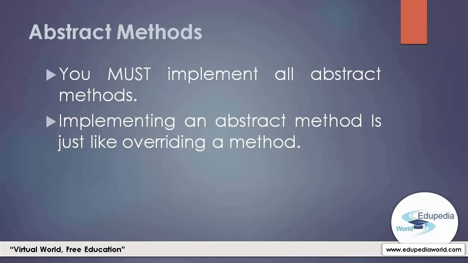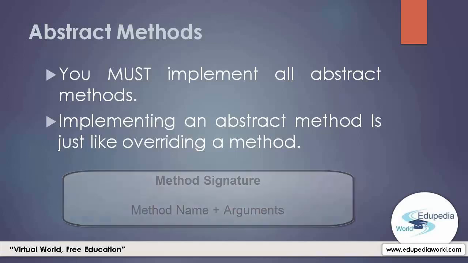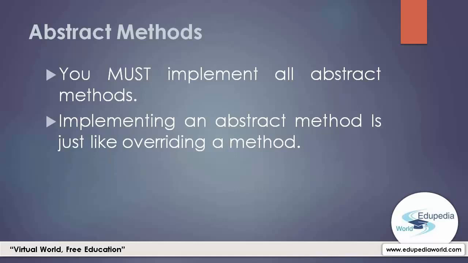And that means you must create a non-abstract method in your class with the same method signature and a return type that is compatible with the declared return type of the abstract method. In Java, we use the term method signature for the method name and the arguments. Now, what you put in the method is up to you. All Java cares about is that the method is there in your concrete subclass.